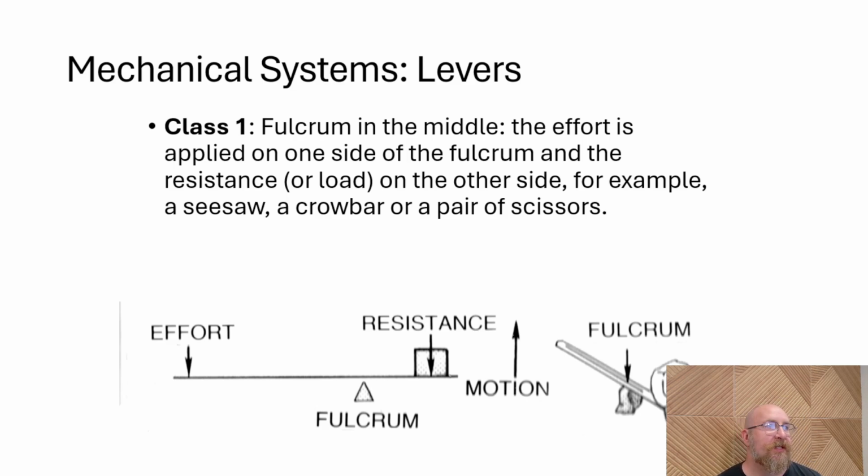So, for instance, this is your classic seesaw lever, right? Where you have the fulcrum in the middle. A class 1 has the fulcrum in the middle, and the effort is applied on one side of the fulcrum, and the resistance or load is on the other side. So you see this as a seesaw, a crowbar, a pair of scissors. Plain and simple. And the distance between the fulcrum and the effort and the resistance is going to tell you exactly how much mechanical advantage you get out of that.